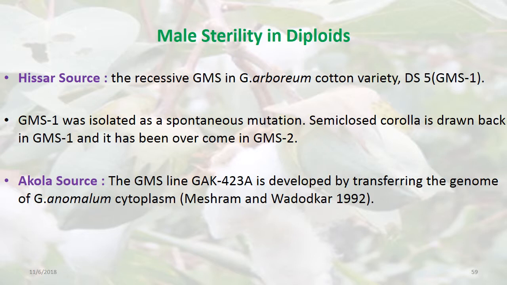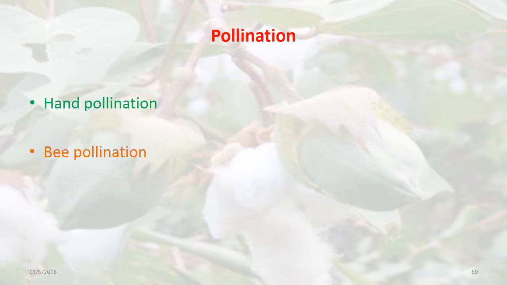Semi-closed corolla is drawn back in GMS1 and it has been overcome in GMS2. Akola source, the GMS like GAK423A, is developed by transferring the genome of Gossypium anomalum cytoplasm. Different pollination techniques are hand pollination and bee pollination.